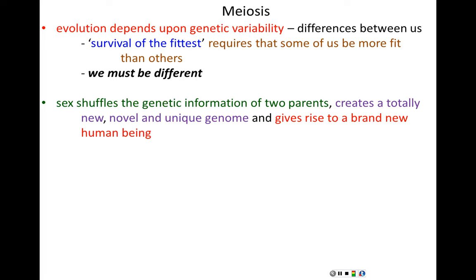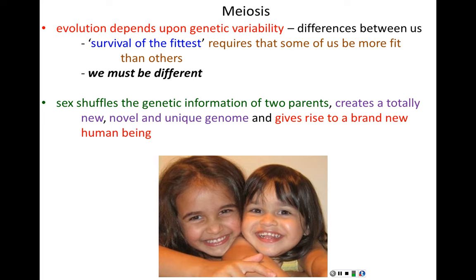Sex shuffles the genetic information of two parents and creates a completely new, novel, and unique genome different from each of those parents, giving a different individual, a brand new human being who is different. These are my two new human beings that are certainly different. This picture's a little bit old. You've seen these guys in the course trailer already. Charlotte's on the left and Madeline's on the right, Charlie and Maddie.